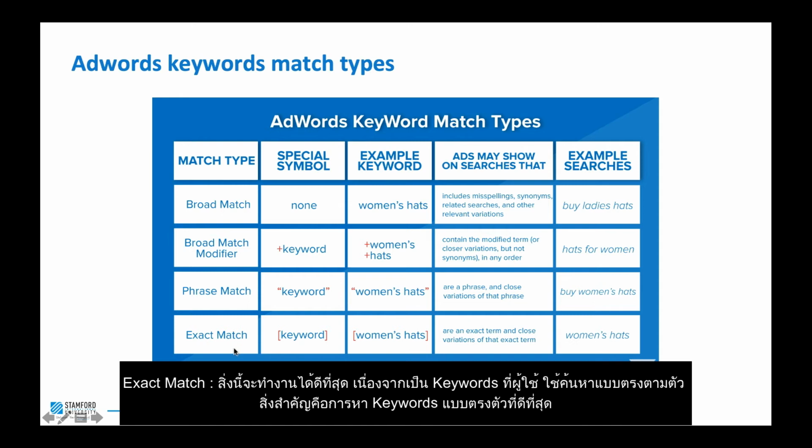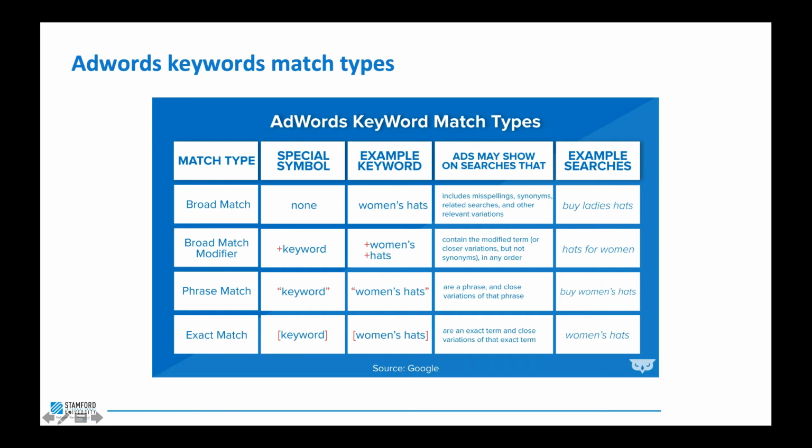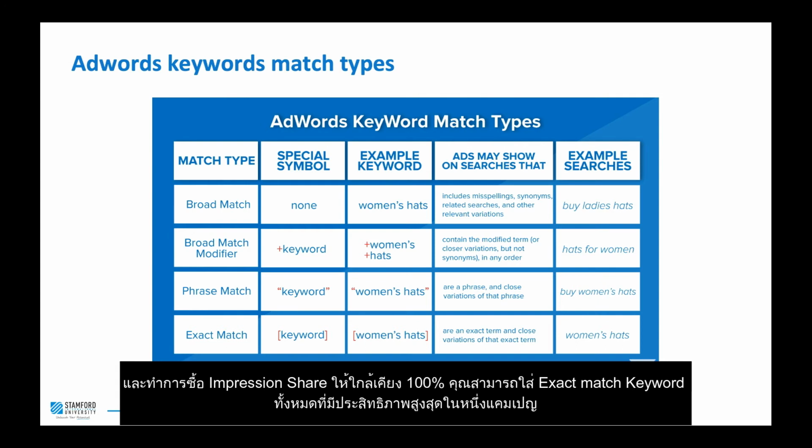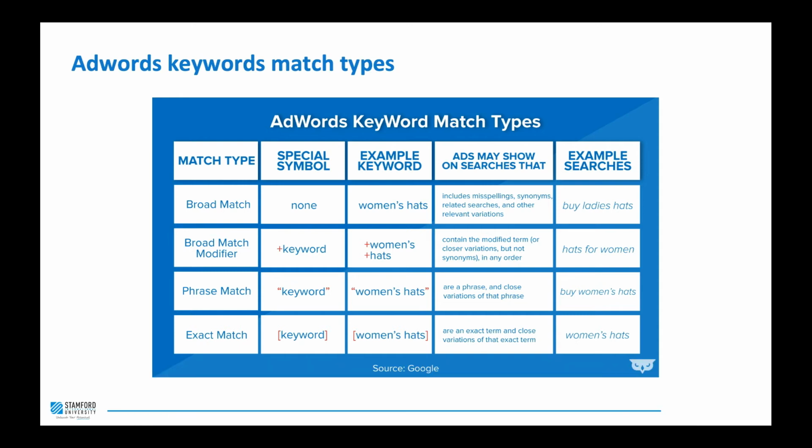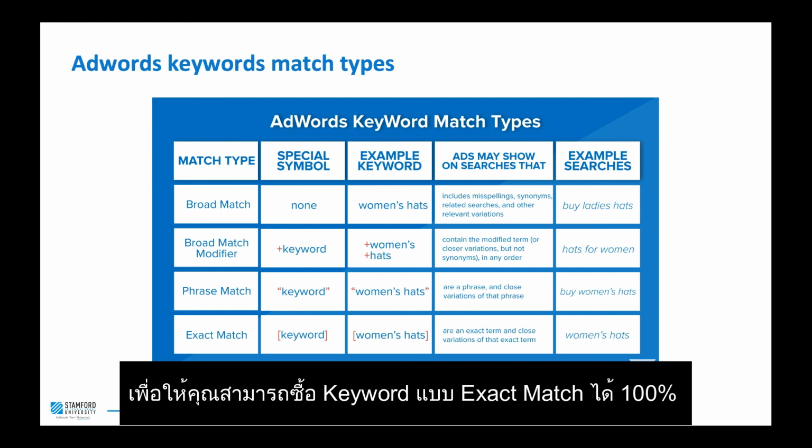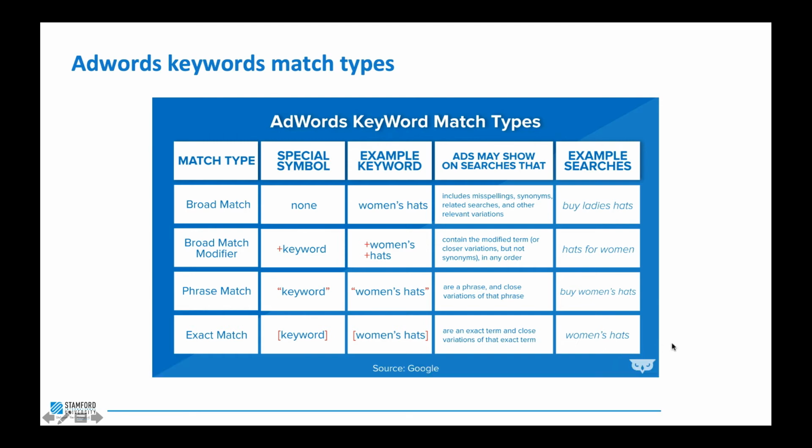Okay, this will always perform the best, as it's the exact keyword the user searched. And the key really is to find the best exact match keywords and buy 100% share of the impressions. What I recommend is that you put the best performing exact matches in one campaign, so you can buy 100% of the top performing exact match keywords. So again, for this, women's hat has to come out exactly as women's hat. Right, so these are the different match types.